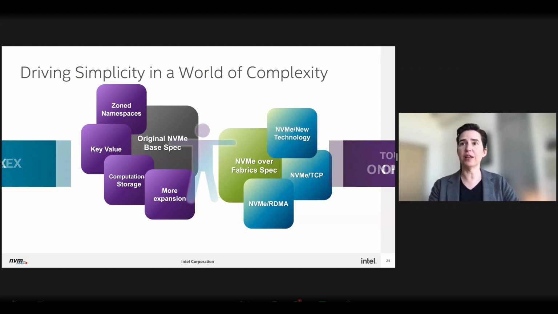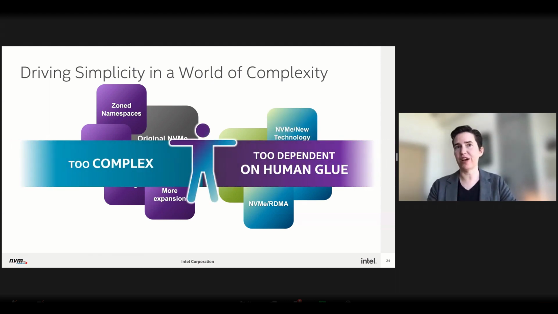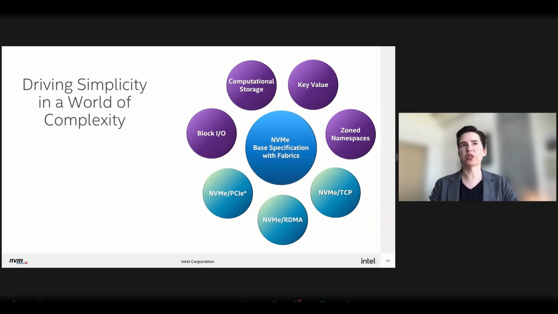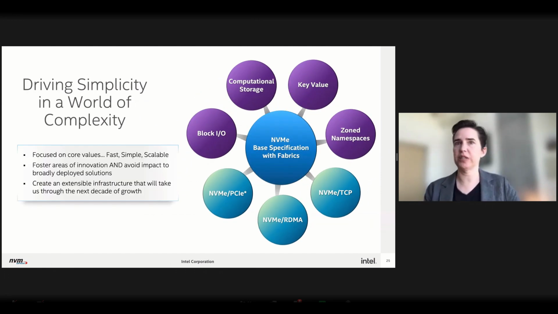So what we've done is we're trying to make sure that we refactor. So instead of the human glue we've been living with, how do we drive more simplicity in this world of complexity? So what we've done is we've refactored. What you're about to see is NVMe will be introducing NVMe 2.0 shortly. It's a refactored base specification that then cleanly builds out for things like key value or NVMe over fabrics.